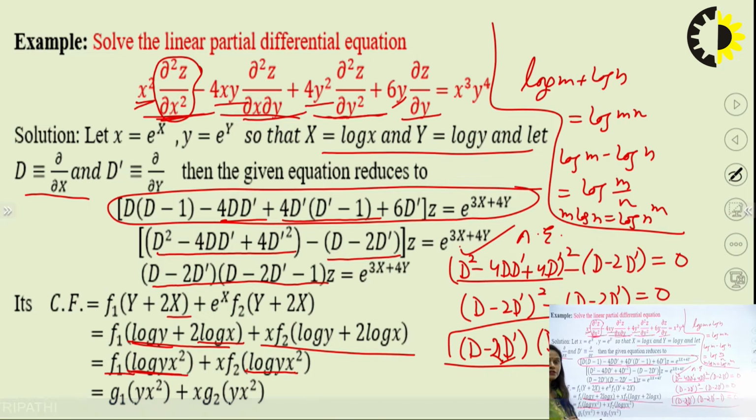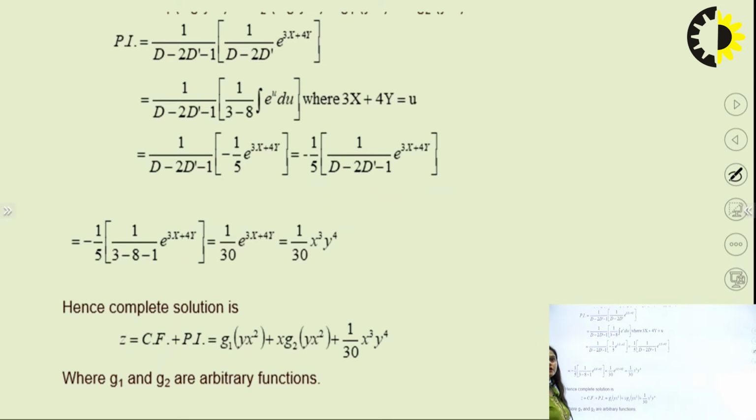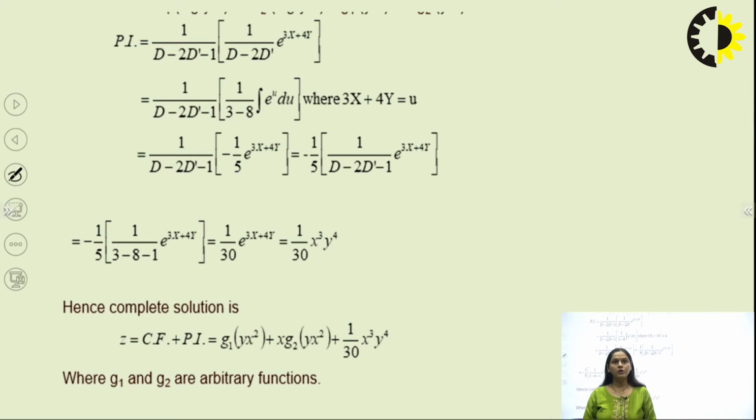Now, see very carefully, this is a log function and this is an unknown function. So when the log function merges into the unknown function, this will create a new unknown function. So whether we keep the log here or not does not make any difference, because even then the function will remain unknown. So it is always better to write an unknown function. That is why we will write g1(y x square) plus x g2(y x square), where g1 and g2 are arbitrary functions.